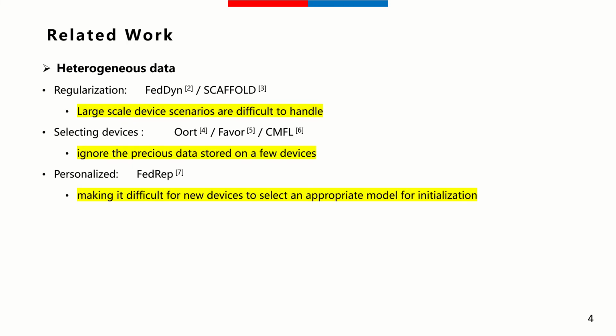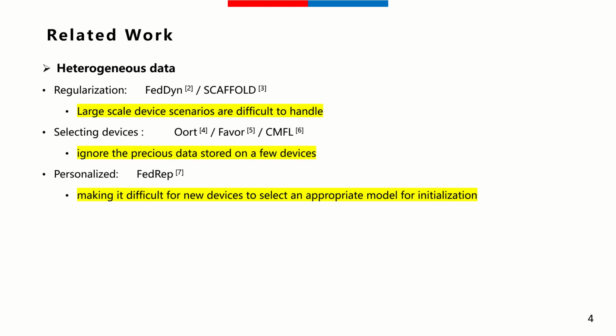At present, the work on heterogeneous data is mainly divided into the following three aspects. The first is regularization, like FedDyn and SCAFFOLD, which refers to adding a regularization term to the global optimization goal of federated learning, so that the optimization goal on each device is closer to the global optimization goal. This approach is difficult to apply to large-scale federated learning systems.